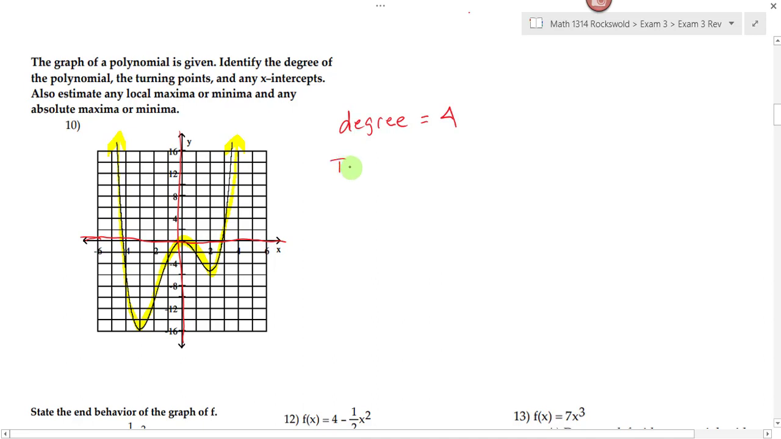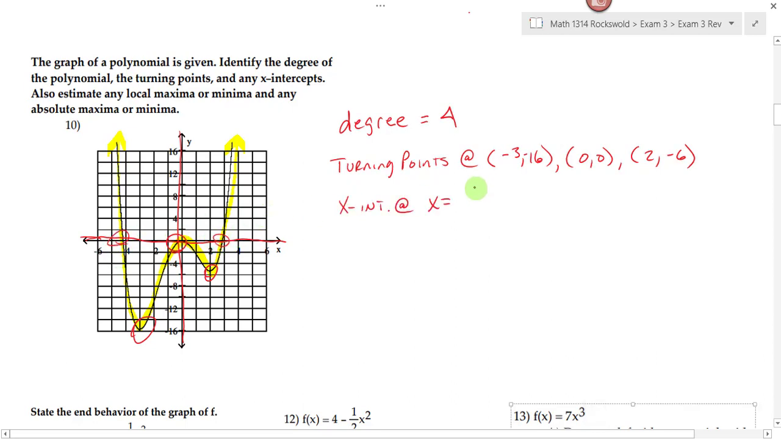Now we need to identify where the turning points are. And I have 3 of them. There's 1, 2, 3. So I have a turning point at (-3, -16), (0, 0), and (2, -6), it looks like. X-intercepts. I have an x-intercept here, here, and here, so that would be at x equals negative, it's close to negative 4, 0, and 3. It's close enough to negative 4. I would take negative 4.